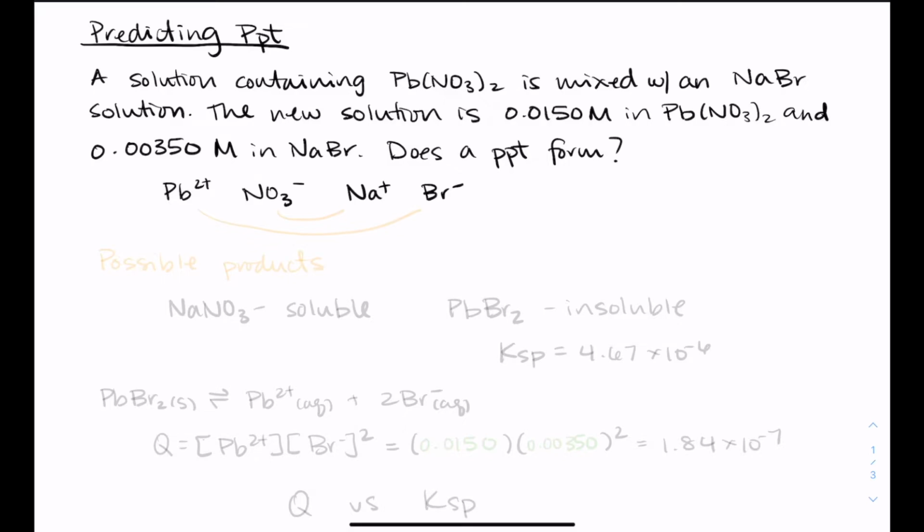So swapping partners, I would get sodium nitrate as an option. Sodium nitrate is soluble. My other possibility is lead(II) bromide. This is insoluble. So if the conditions are right and I get a precipitate, that precipitate would be lead(II) bromide. And we have a Ksp value. I can go look up the Ksp value for this salt.